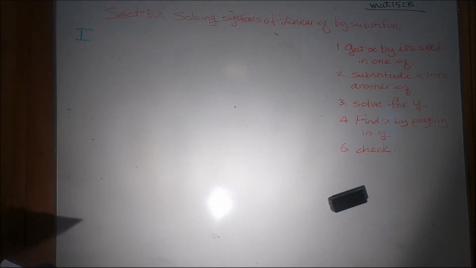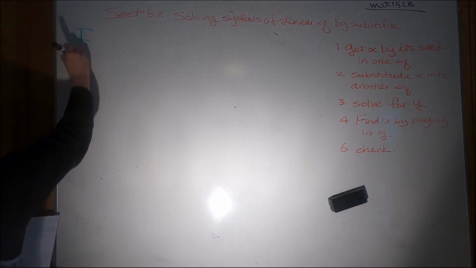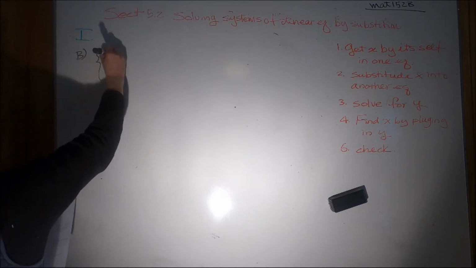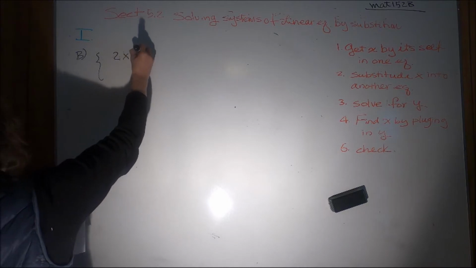We are on page 4, section 5.2. We are doing solving systems of linear equations. Last time, 5.1, we did by graphing. Now we are going to use substitution. Let's look at some examples. So, what does substitution mean?